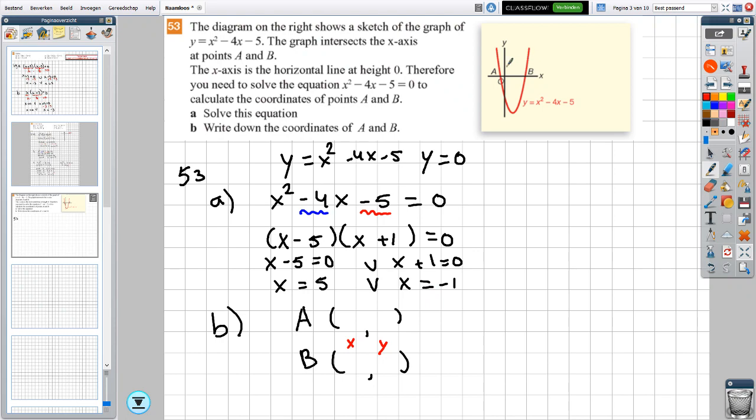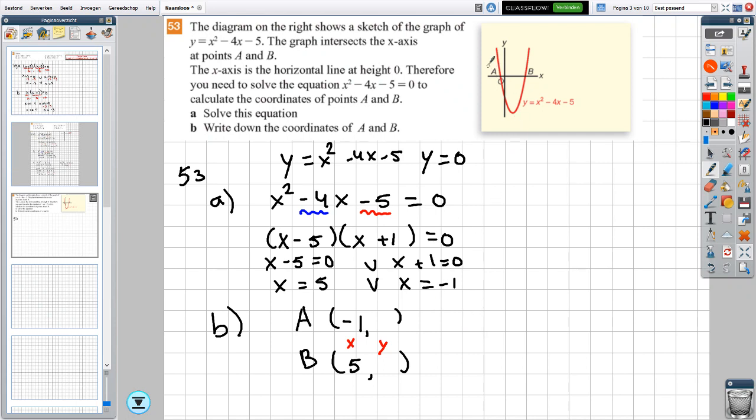Take a good look at this graph. Which one belongs to which one? Do you think the x coordinate of A is 5 or minus 1? Well, I think that it's going to be minus 1 because it's to the left of the y-axis, right? So remember, this could be minus 1, 0, 1, 2, 3, 4. Then B is 5, the other one that we found. And I said you can do this the long or the quick way.